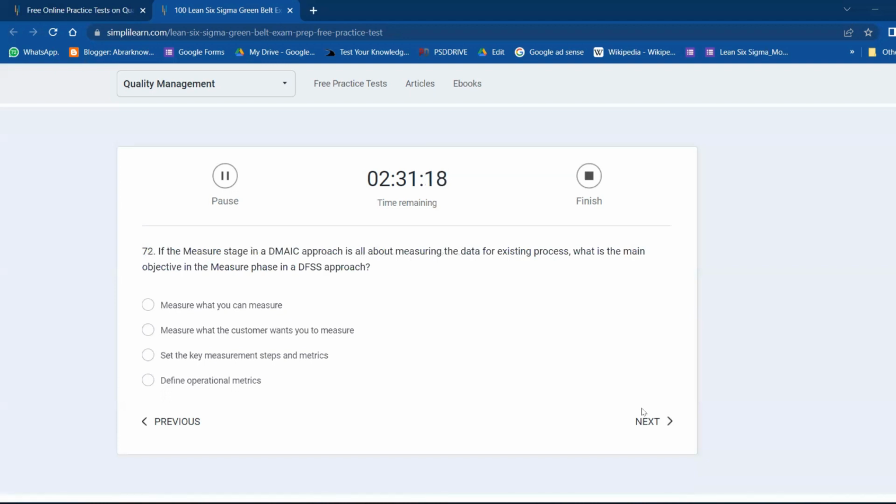If the measure stage in a DMAIC approach is all about measuring the data for existing process, what is the main objective in the measure phase in the design for Six Sigma approach? Set the key measurement steps and metric.